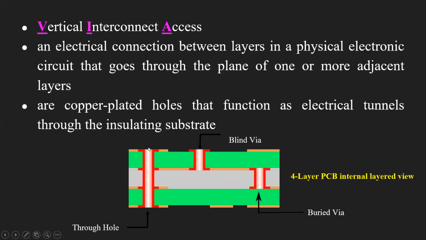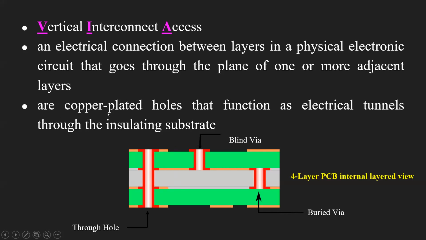Through hole is a process or technology. It is THT, that is, through hole technology, which connects the first layer, second layer, third layer, and fourth layer at a single time. Like you can see, all the red part is the electrically plated, soldered part, which connects the first layer with the second layer, with the third layer, and the third layer with the fourth layer. All these layers are connected with a single electroplated hole.